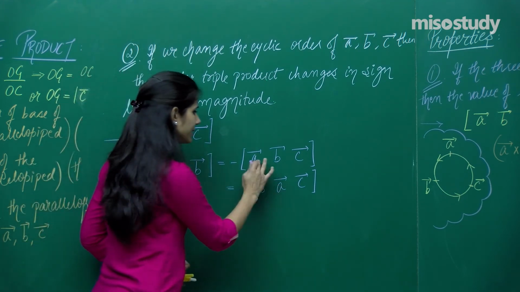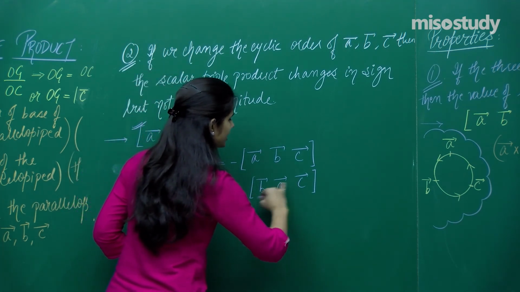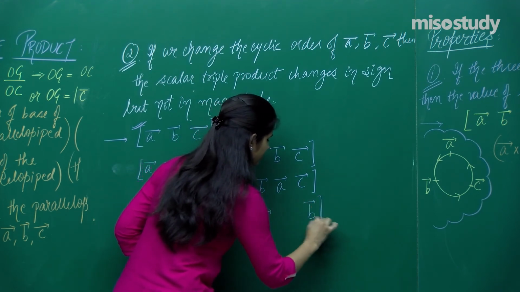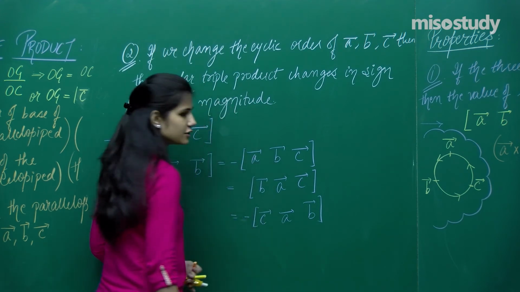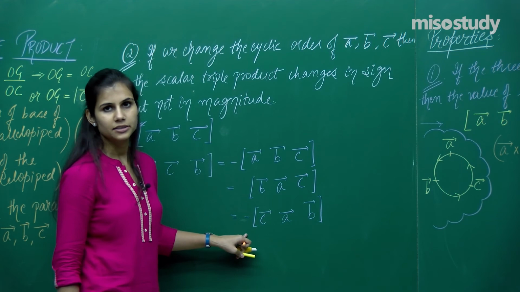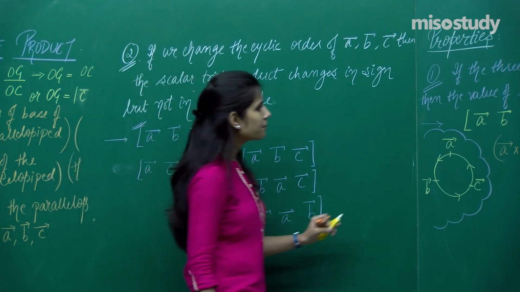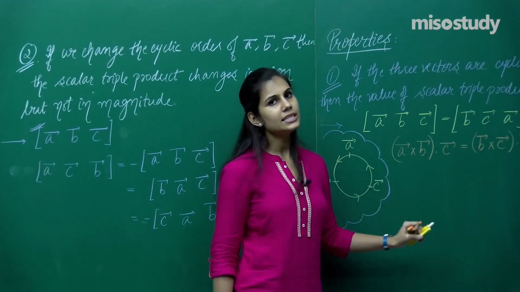I am just disrupting the order of any two. Any two you disrupt the order. Suppose these two you swap: C here, B here, and A is here. So these two are going to differ by a negative sign. That is it. You can disrupt the order, not a problem. If you are not disrupting the cyclic order, nothing changes. Magnitude as well as sign remains the same.